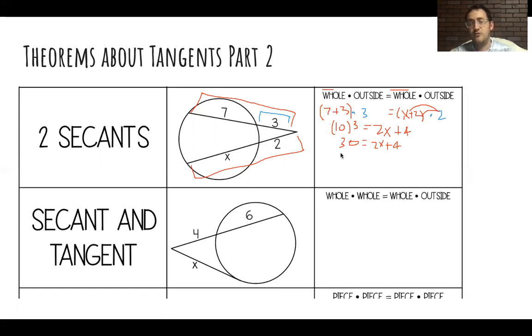I'm going to subtract 4 on both sides. So I get 26 equals 2x. And I'm going to divide by 2. And I get that x is equal to 13.